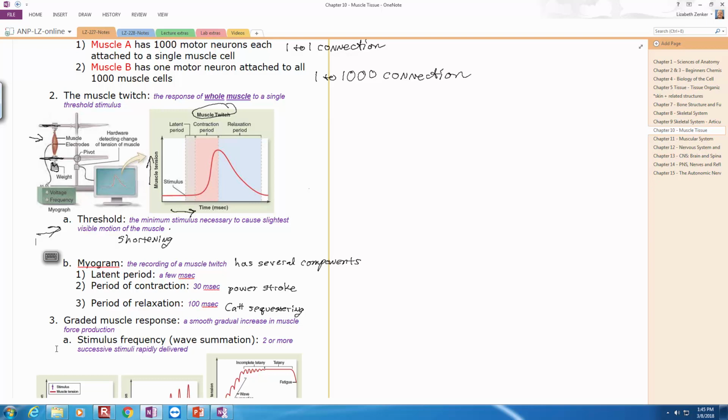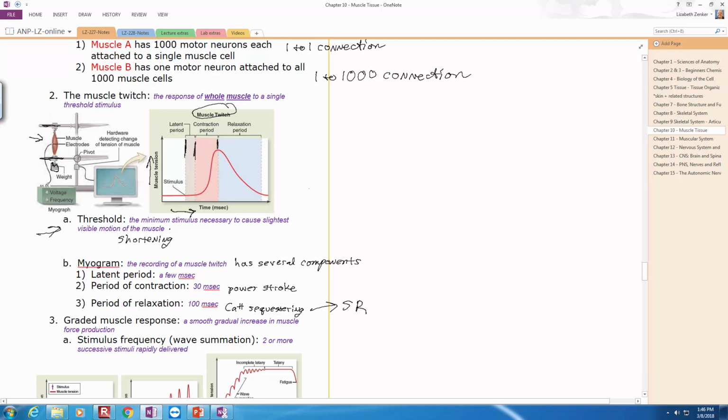And it says calcium sequestering. Sequestering just means this is when the calcium needs to get pumped back into the sarcoplasmic reticulum. This is where your muscle is relaxing in between the next contraction, okay? So it takes a lot longer to put calcium back into the SR, sarcoplasmic reticulum, than it did to actually do the contraction, right? Because it takes a while, you need energy, and you have to pump that calcium back into the SR. So latent period, just a few milliseconds, that's from here to here.